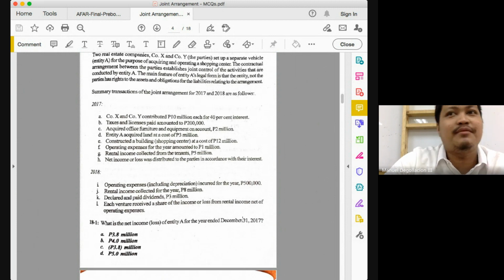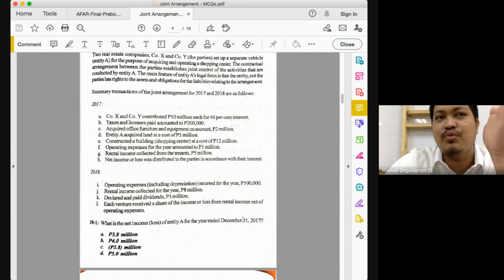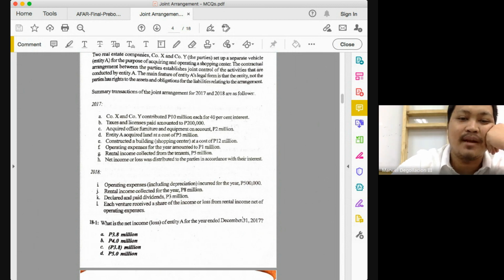Now again, the balances here are permanent balances. So the balance in 2017 will be carried forward to 2018, and so on and so forth. So to answer 18-4, we will have to go back to 2017 to update the investment balance of Company Y.